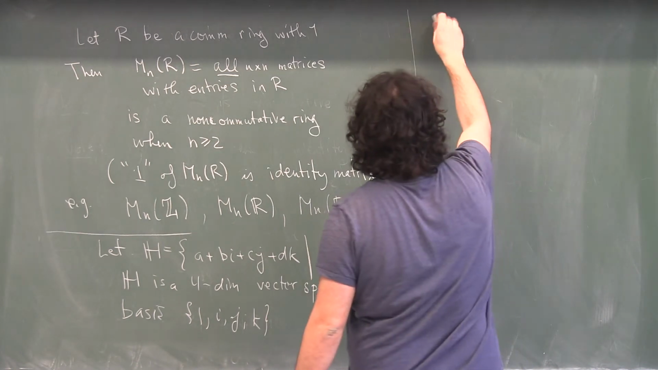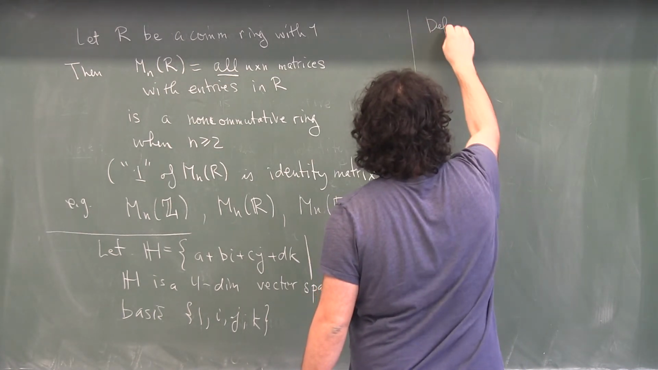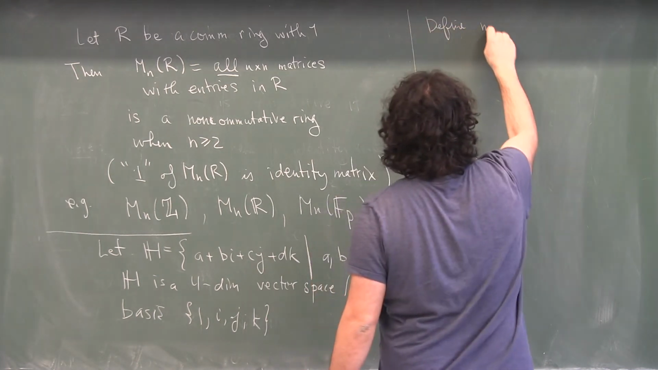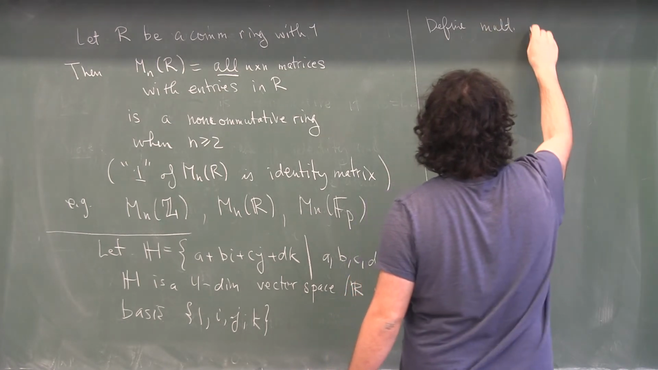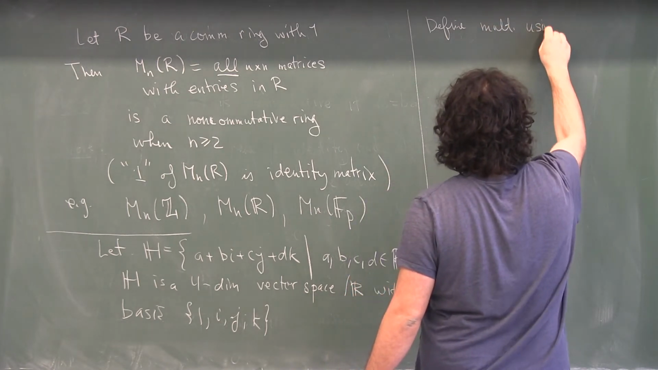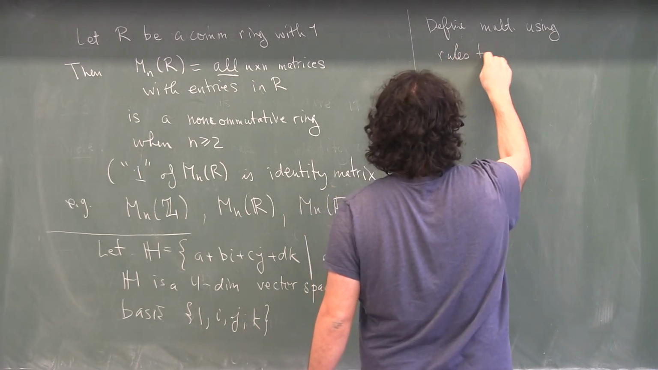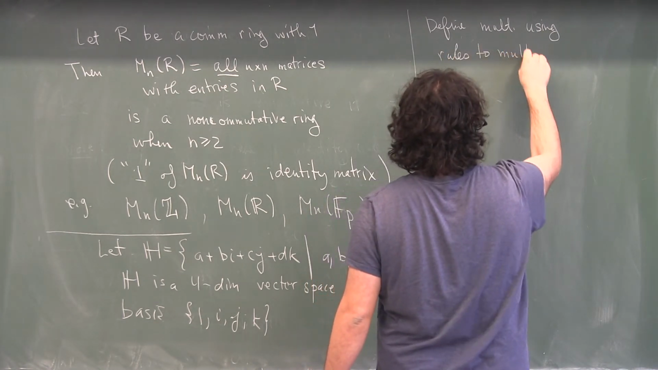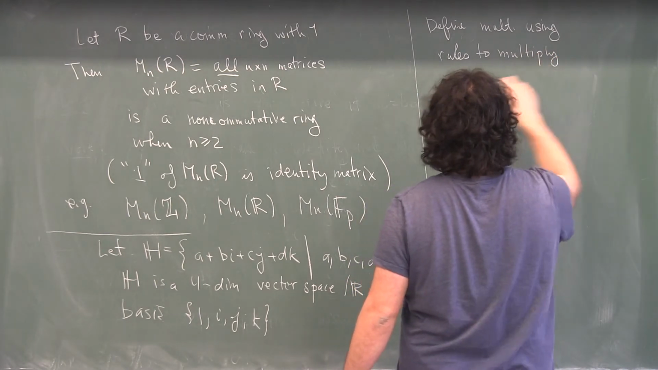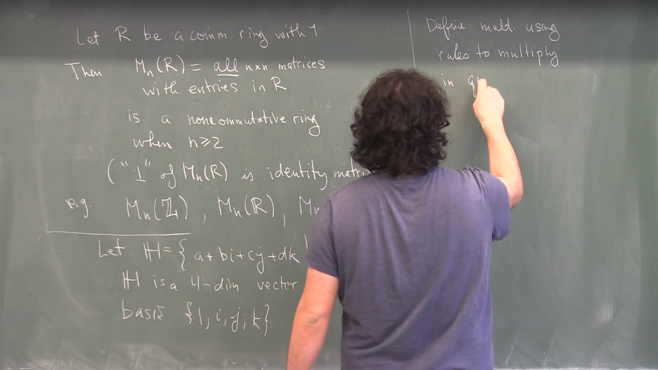So define multiplication using the rules to multiply in the quaternion group.